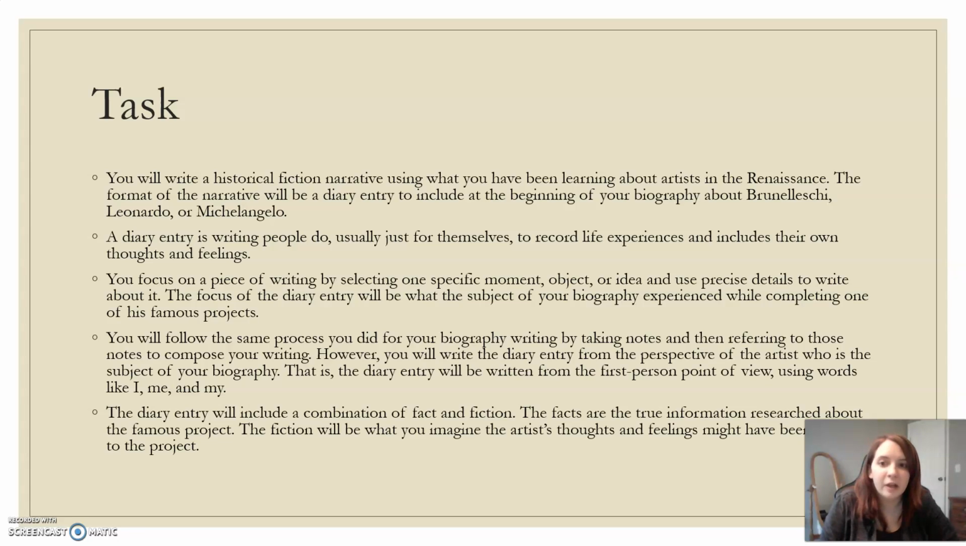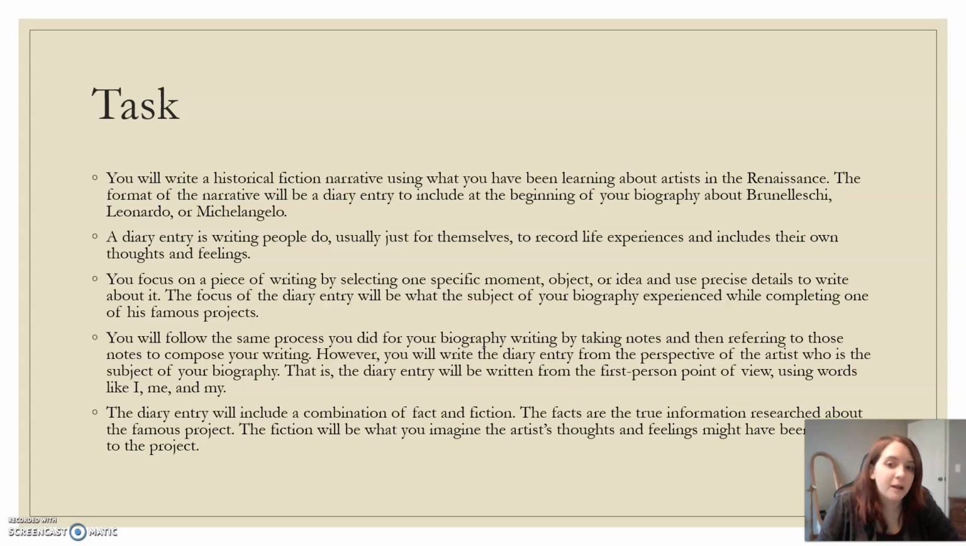So a diary entry is a writing people do usually for themselves to record life experiences and their own feelings. Your focus is going to be picking one of these moments, objects, or ideas and using precise details to write about it. The focus of the diary entry will be the subject of your biography, what they've experienced. You've already written your biography, so you're going to select a moment in time, and you're going to write a diary entry as if you were that person, explaining almost what is happening.